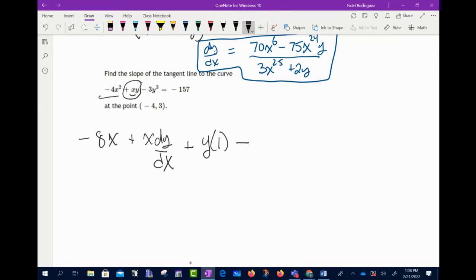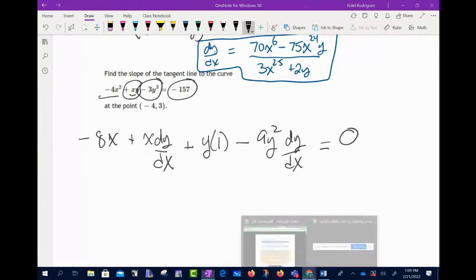Minus, now we're going to take the derivative of this guy here. 9y squared, one extra part, dy dx, right? Equals, what's the derivative of a -157? 0.